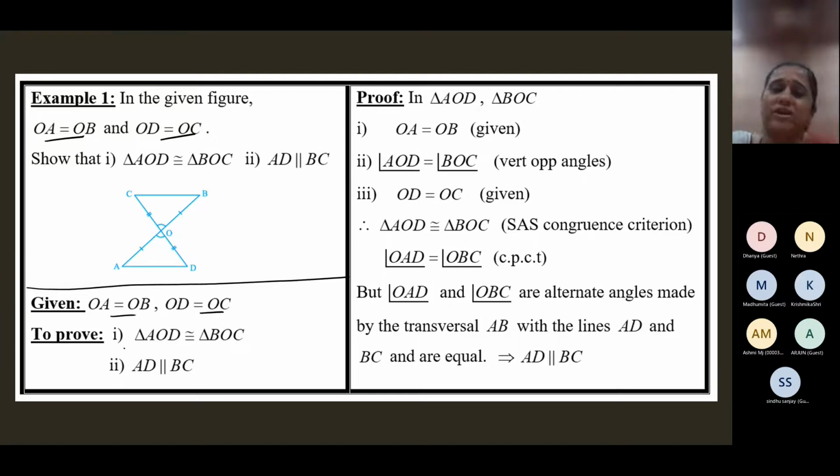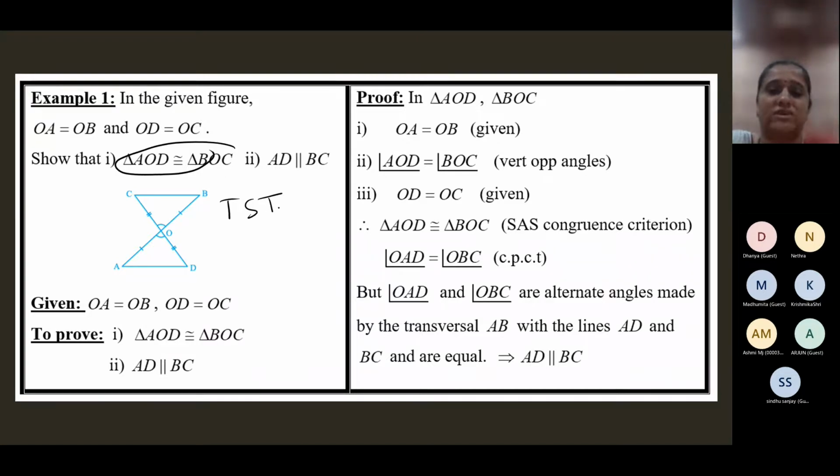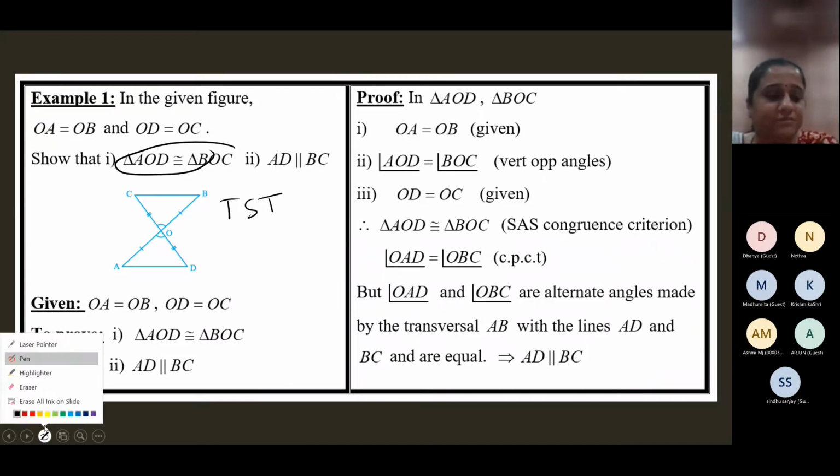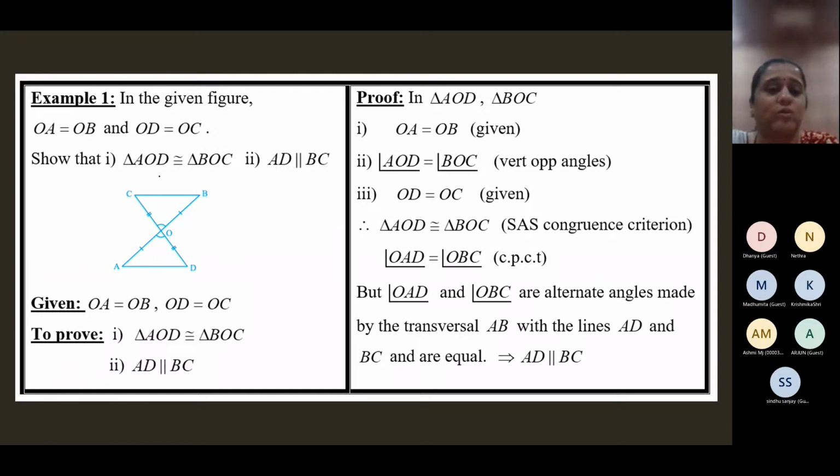Then "To prove" or "To prove that", whatever. Sometimes we use the short form TPT. What you have to prove? You'll have to prove this one. Or you can write "To show that" also, TST, whatever. What you have to prove? This one and this one. So write it here: to prove that these two things.